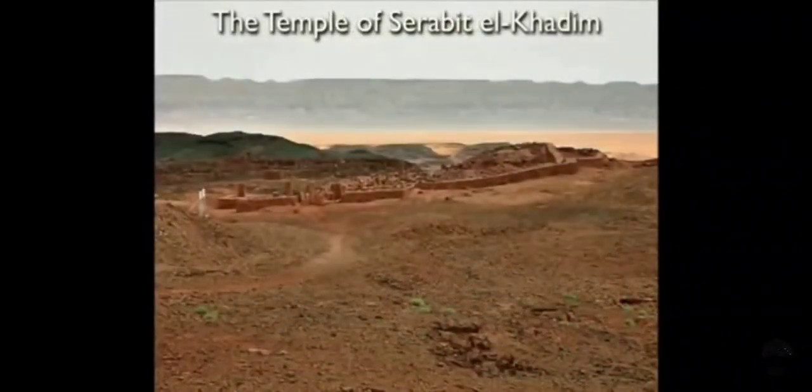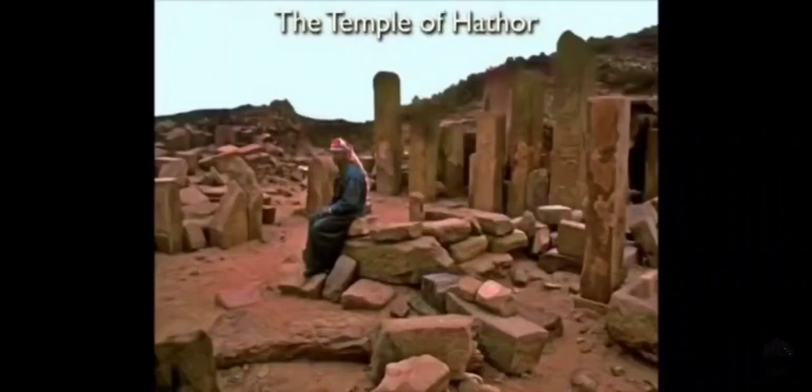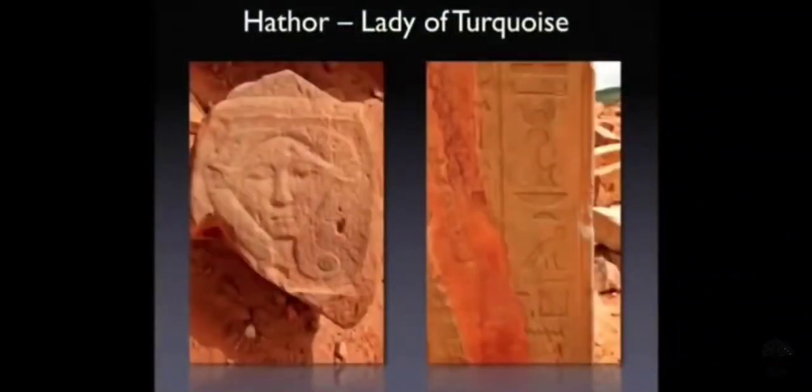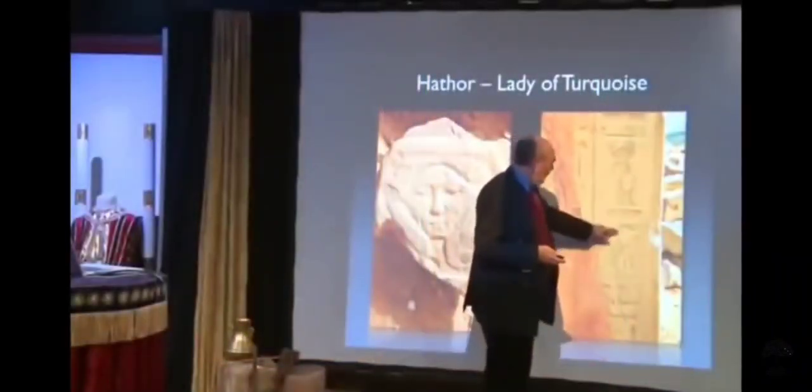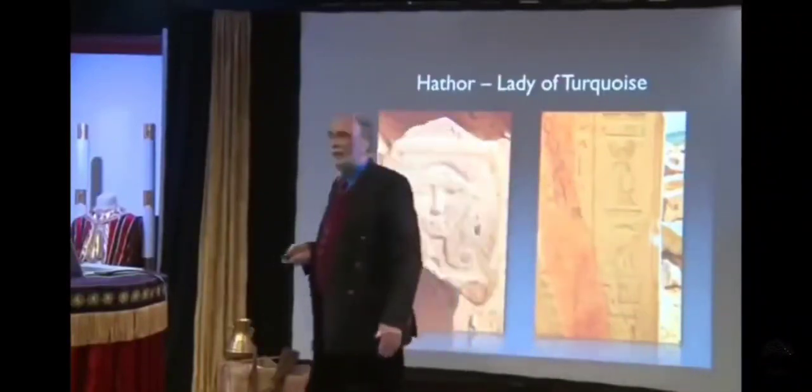This is the temple of Hathor, who is the lady of turquoise, the goddess of the turquoise mines. These stelae are all dedicated to her, and they have Semitic names on them of the workforce that was sent here to mine the turquoise. Here is Hathor, the goddess with the strange wig and the eyes. And here we have Nebet Mefkat, which is the lady of turquoise, which is her title.